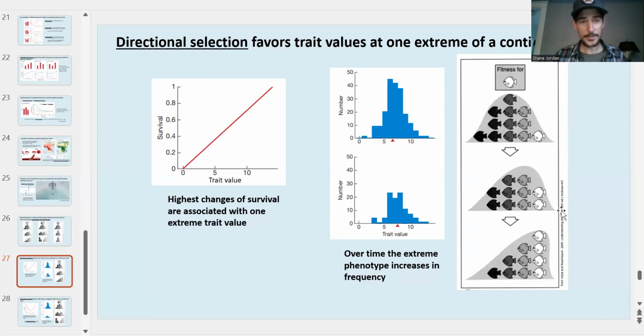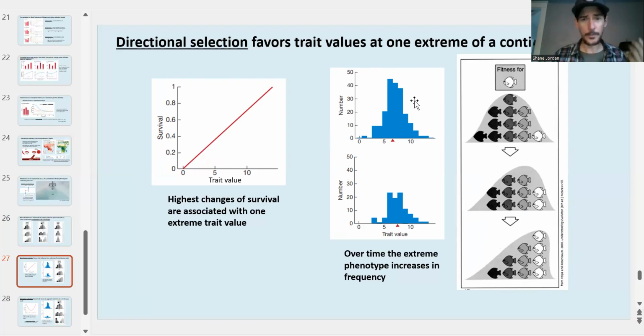And in the next generation, or in subsequent generations, the frequency of light colored fish is going up, and the frequency of these other fish colors is going down. And likewise, some subsequent number of generations later, we see that the frequency of the light colored fish has come to dominate the population. This is a case where the extreme phenotype is increasing in frequency, illustrated with these two plots here.